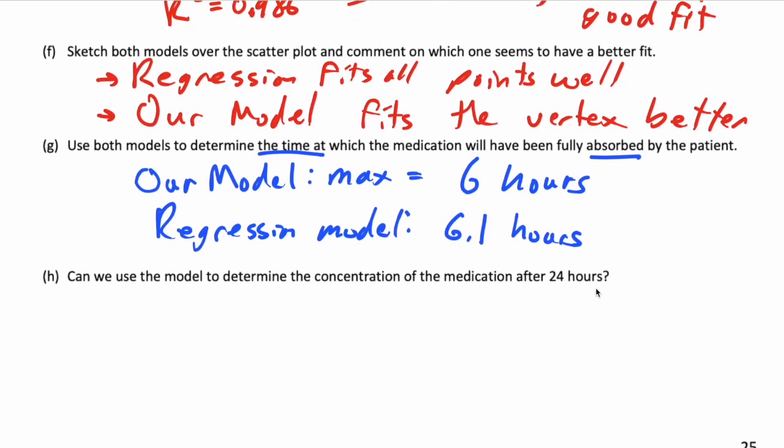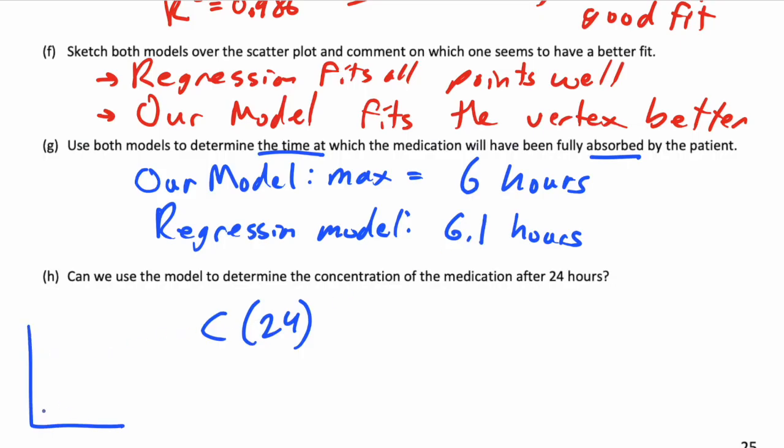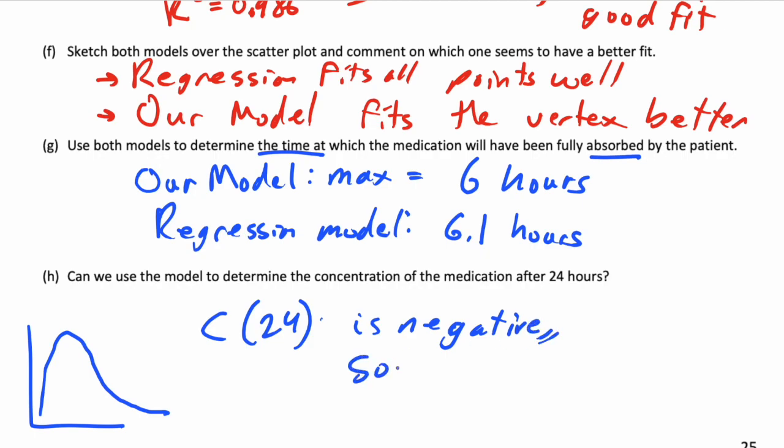Can we use the model to determine the concentration after 24 hours? Well, no, because it only works up to 12 here. In actual fact, I think these kinds of graphs go off asymptotically later. So it looks like a quadratic at the beginning, but you need a different function to model the rest of it. So C of 24 is negative. So it's not valid.